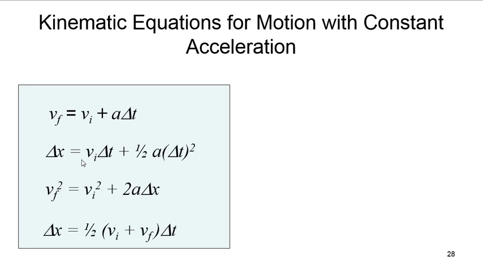So whether you want to write down the uniform equation or not, it's fine because this equation will apply even in that case. You just plug in a equals 0. So what we have here are 4 different equations, and you can see that we have 5 basic kinematic variables. We have our displacement, delta x, we have v initial, v final, we have delta t, and we have acceleration. So there's 5 total variables. Each of these equations involves 4 variables.